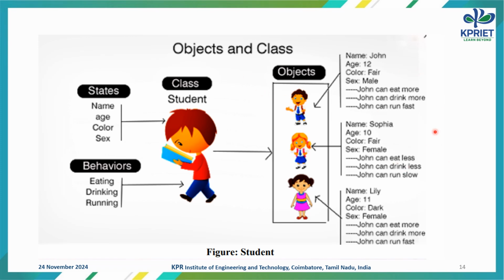What is the class here? These three are students of a particular school or a particular class, right? So Student is a class, and we can name the class as Student. So this is the basics of objects and class.